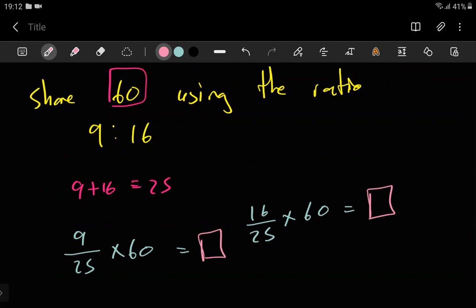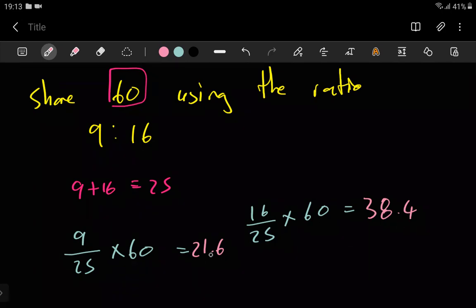9 over 25 times 60 is giving us 21.6. So let's write here 21.6. In the other one, 16 over 25 times 60, we're getting 38.4. So let's write it out here, 38.4. If you look nicely, they do add up to 60. And we are seeing that they are definitely divided in the ratio 9 to 16.